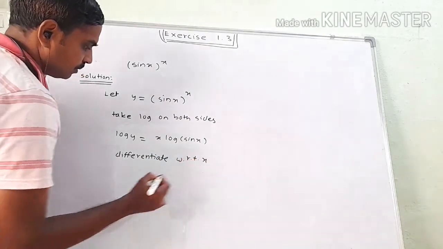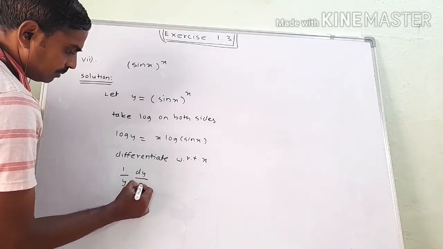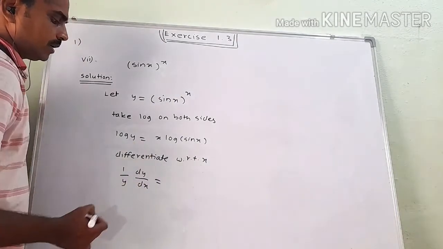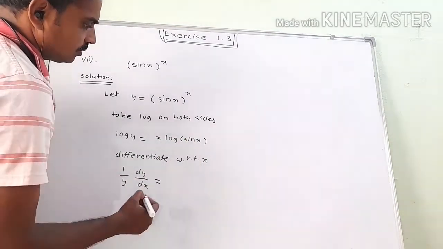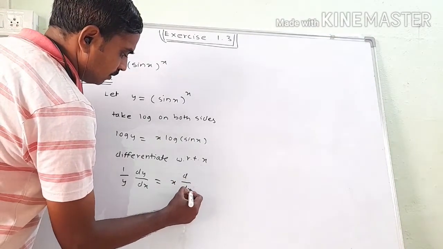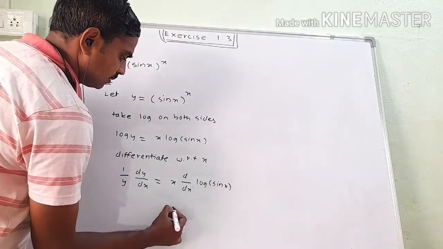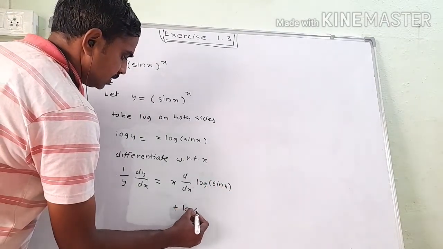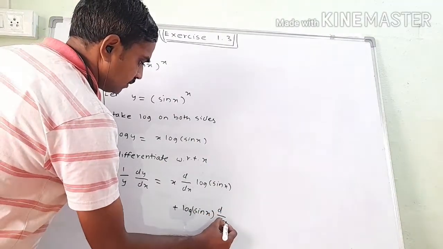The equation with respect to x. Then we get 1 by y dy by dx, the derivative of log y. To differentiate this right side, we have to use the product formula. First function as it is, d by dx of log of sin x, plus log of sin x as it is, d by dx of x.